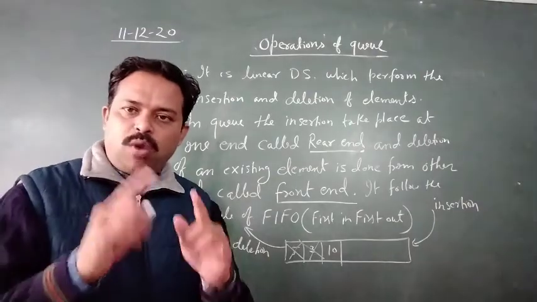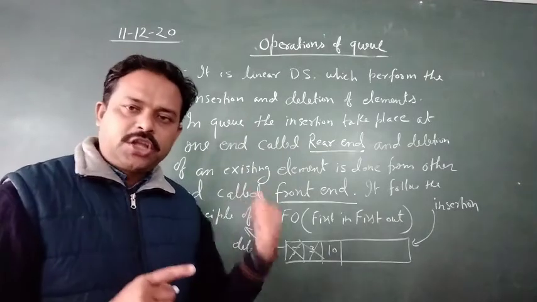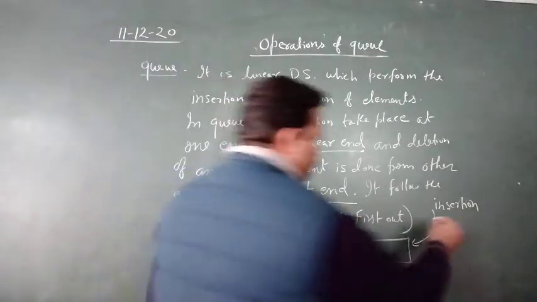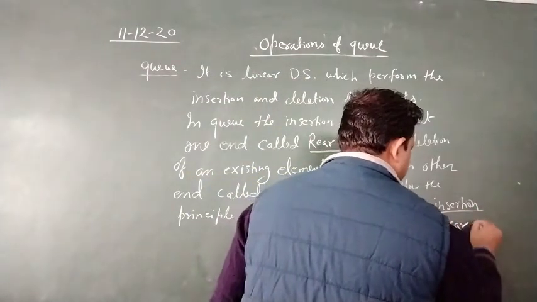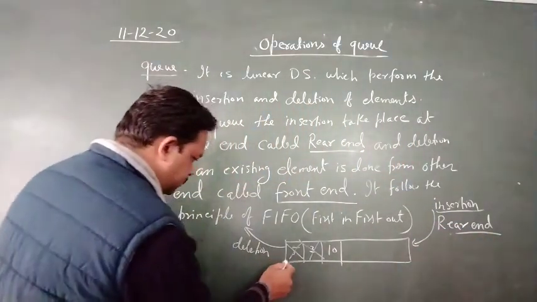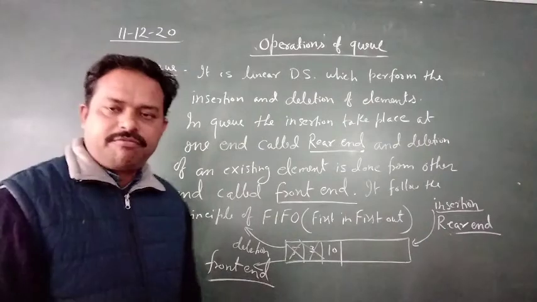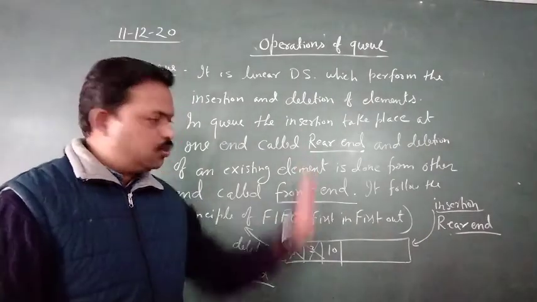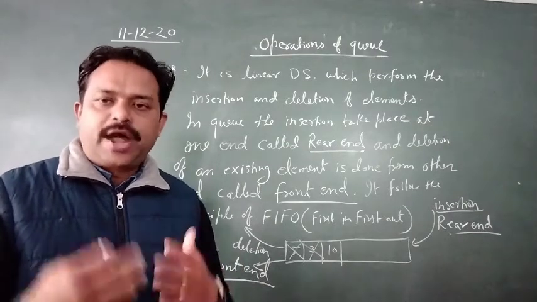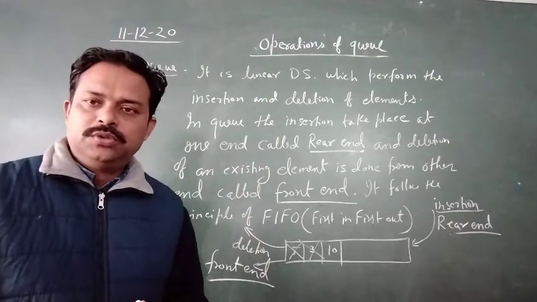In stack, it was only one end. From one end only we were doing insertion and deletion. But in queue, we have two ends. The end for insertion is known as rear end, and the other is known as front end. Is it clear? So note down the definition of queue, and then we will move to the next, how to write a program for queue, and what are the basic operations we are going to do in queue.